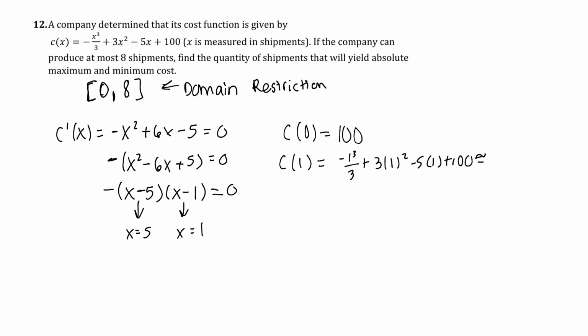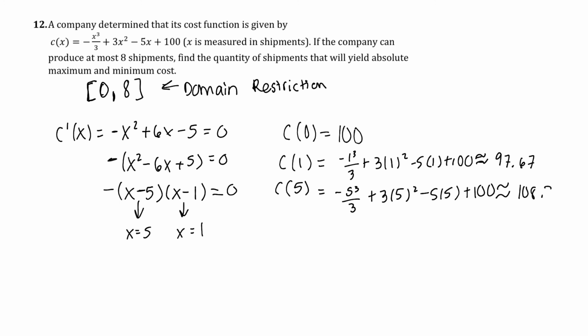Right. It comes out to 97.67 when you round it. I am using all these numbers, by the way, because they are within the domain. I can use both 5 and 1 because they fit in here. If either of these were outside the domain, I would not be able to use them. So I have negative 5 cubed over 3 plus 3 times 5 squared minus 5 times 5 plus 100. And I believe that comes out to be 108.33.